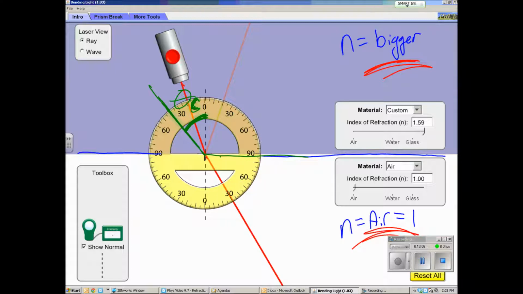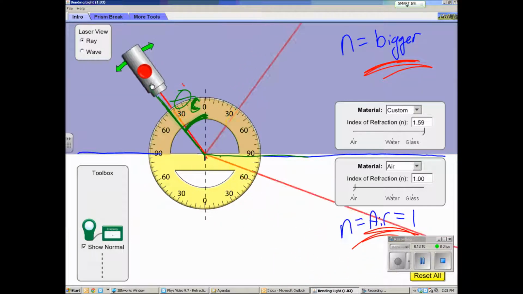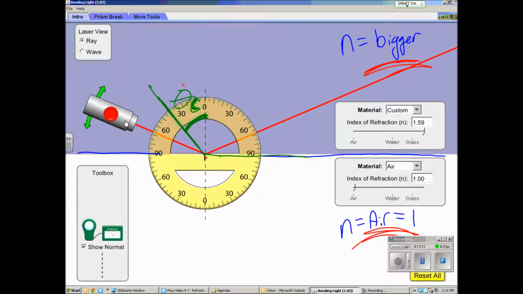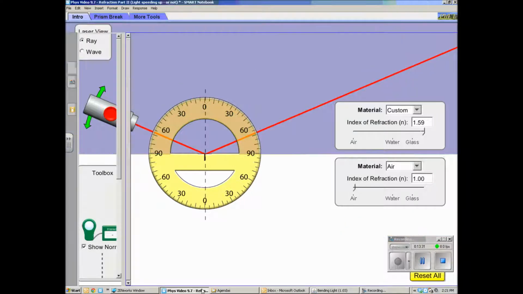Now if I take my angle of incidence and make it bigger, notice there's no refracted beam. This beam of light comes in and it never makes it out into the air, so it just reflects. That's called total internal reflection. So those are the three possibilities. And to be 100% honest with you, at this point, you know everything that you need to know.